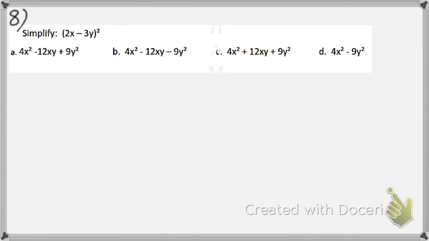Question 8. Simplify (2x minus 3y) all to the power of 2.